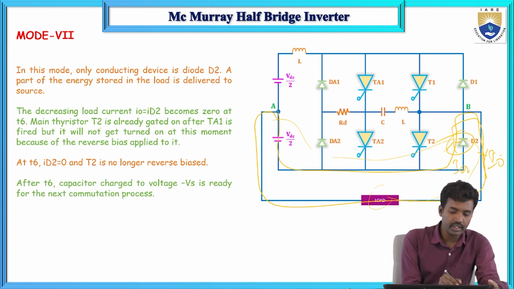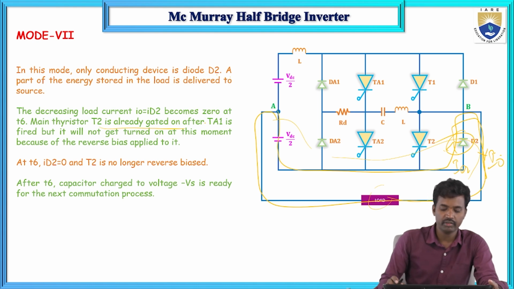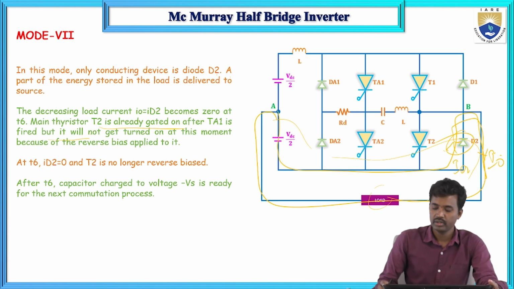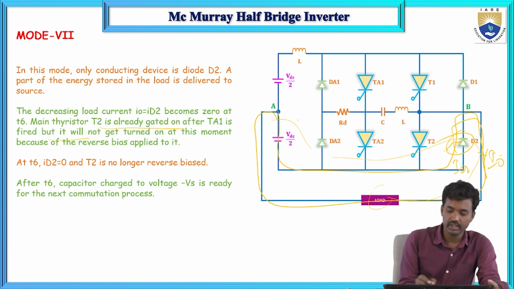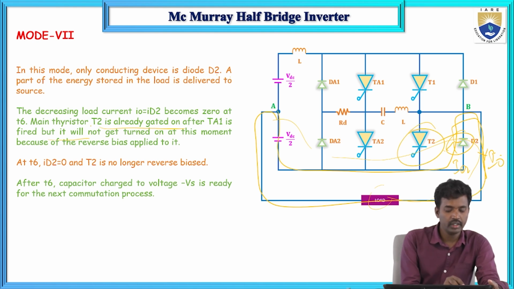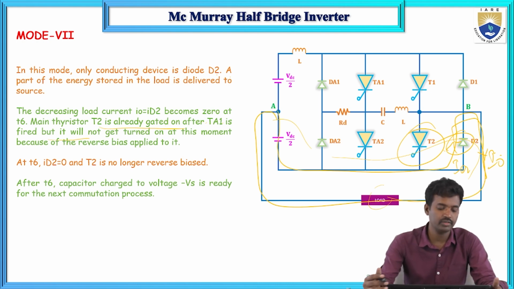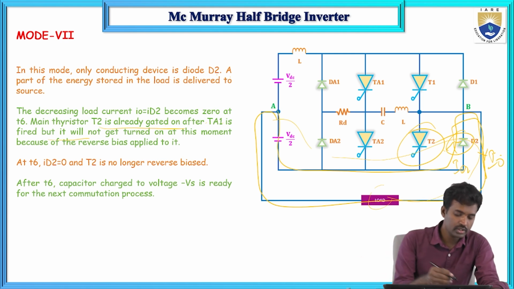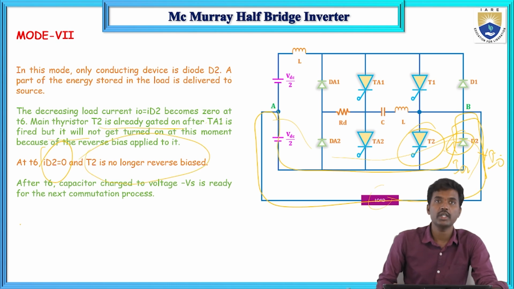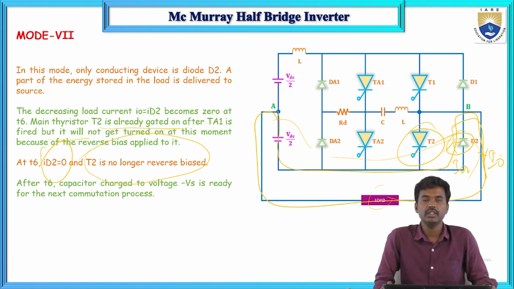Now the main thyristor T2 is already gated on after TA1 is fired. T2 is already gate fired after TA1 is fired, but it will not get turned on at the moment because of the reverse bias applied to it. Next at t6 equals 0, ID2 is 0 and T2 is no longer reverse biased, so it will be turned on, and the capacitor charged to minus Vs is ready for the next commutation process.